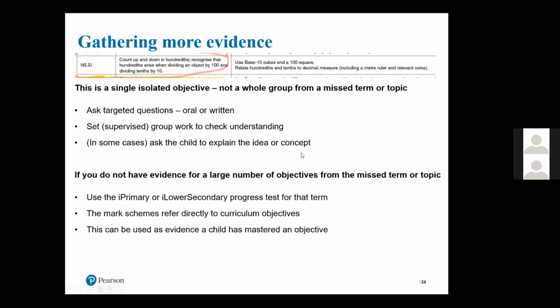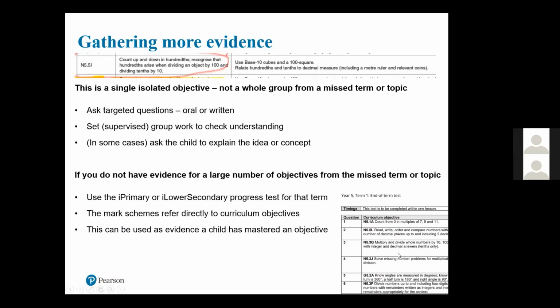If I'm missing evidence for a large number of objectives, however, from a missed term or topic, then more options are also opening up. I can use the progress test for that term. In fact, if I'm lacking any evidence at all for a whole half term, iPLS have progress tests for each subject for each half term, and they're all mapped directly to the curriculum objectives when you look at the mark scheme. And these can be used as evidence that a child has mastered an objective. You can see an example of a mark scheme, just a little corner at the bottom there, and the objective that each question refers to.